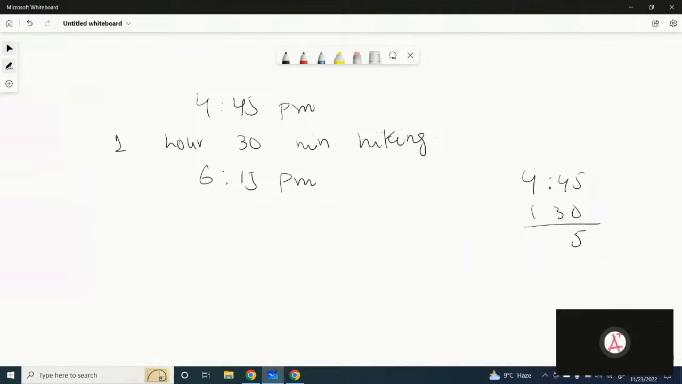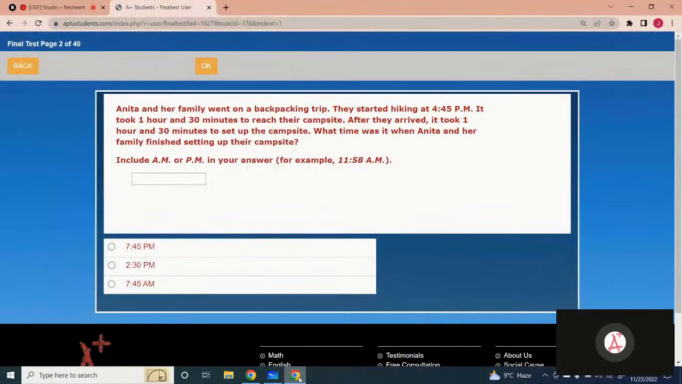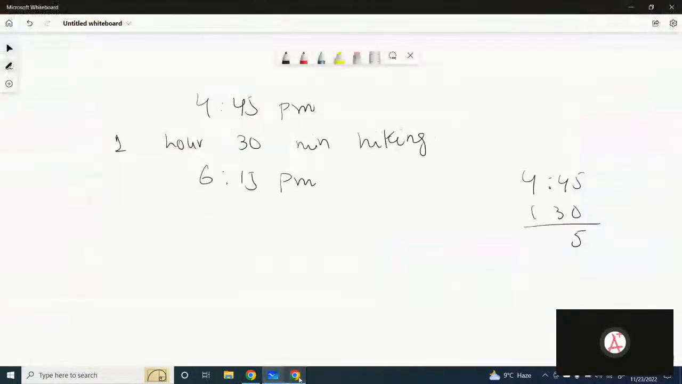Then after they arrived, it took 1 hour 30 minutes to set up the campsite. Okay, now add 1 hour 30 minutes to 6:15. It would be 7:45 p.m. Got it? That means when they ended, it would be 7:45 p.m.